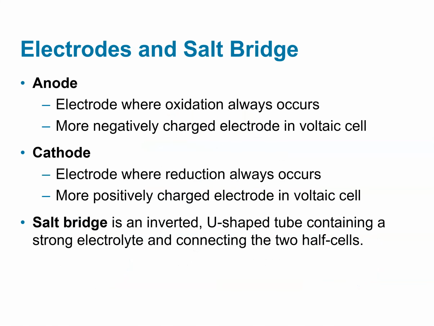Okay. So, I already mentioned anodes and cathodes, but super important to keep these identities straight in your head. The anode is the electrode where the oxidation occurs, and it's going to be the more negatively charged electrode in the voltaic cell. The cathode is where the reduction occurs, and it's going to be positively charged. So just make note cards. Anode, oxidation, negative. Cathode, reduction, positive. Keep these identities straight, please. Drill them. You're going to want to keep those straight in your head.